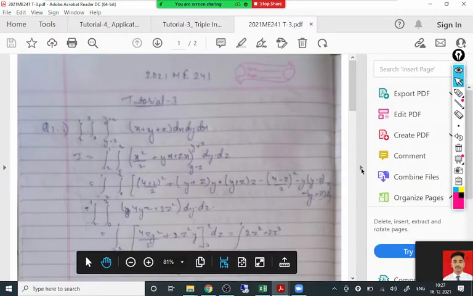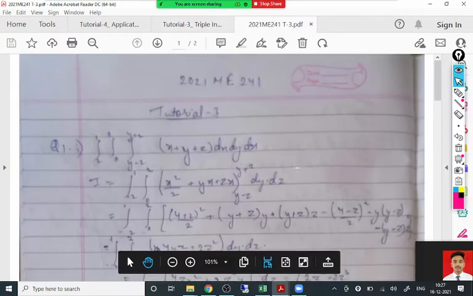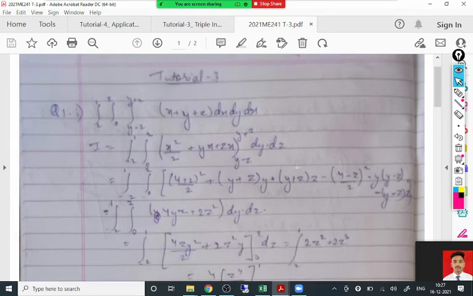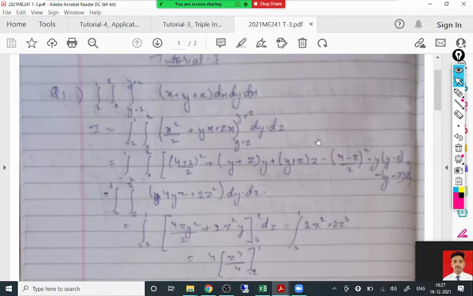Okay, so here is the solution by 241. He scanned it, but I think it's not clear. It is a little blurred image. Okay, no issue. So you'll observe inner limits are in y and z, so we should integrate with x first, and the integration of x is x square by 2, yx, zx, upper limit minus lower limit.